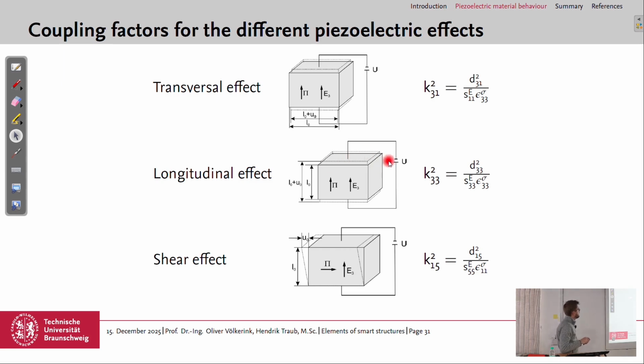And here again, the different effects. So we can also calculate our coupling factors, of course, for the different effects. So we have the transversal effect, the longitudinal effect, and the shear effect, where the directions of the quantities we have to insert change. And therefore, the coupling factor is also dependent on the effect we want to use. So we don't have one coupling factor of the material, but we have one for the transversal effect, one for the longitudinal effect, and one for the shear effect.